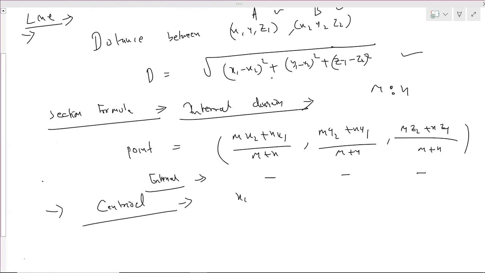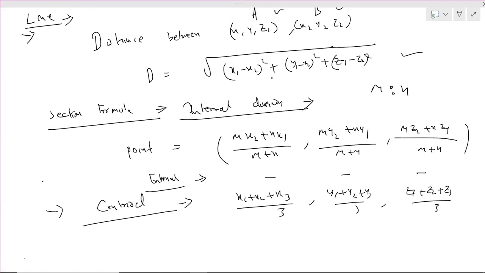Centroid formula is (x1 plus x2 plus x3) by 3, (y1 plus y2 plus y3) by 3, (z1 plus z2 plus z3) by 3.